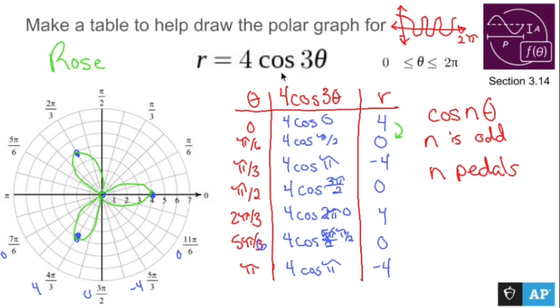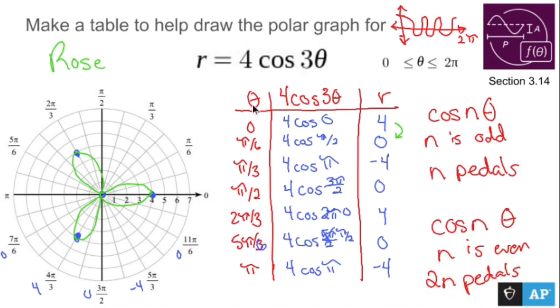Now, what if this was something like 4 cos even petals? If n is even, what's actually going to happen is you're going to get double the amount of petals and things a lot more symmetrical. So it would be 2n petals. So if this was 4 cos 4 theta, you can expect a picture where it's 1, 2, 3, 4, 5, 6, 7, 8 total petals. So, yeah. But this is the typical rose problem.